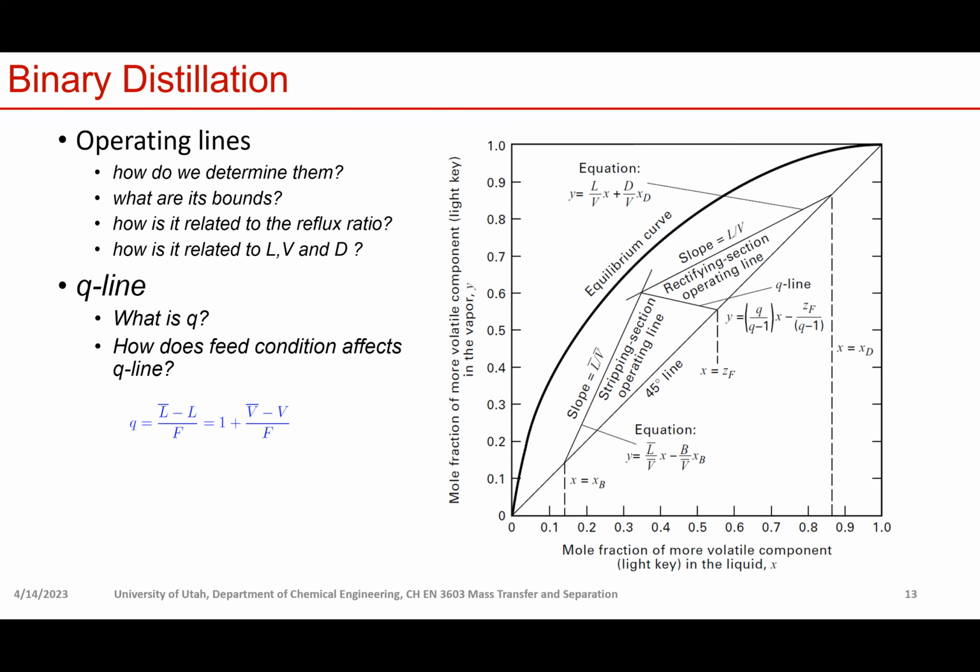You also need to know that feed condition, not composition, feed condition, affects Q, right? For a distillation column, the feed can be a liquid, a vapor, or a mixture of liquid and vapor. And a liquid can be saturated, or it can be undercooled. And a vapor can be saturated, or it can be superheated, right? In each scenario, you will have a different slope. You need to know that.